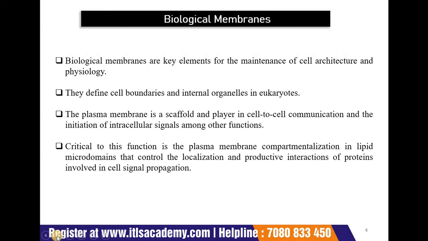So if we start with biological membranes. What are the biological membranes? Biological membranes are the key elements which are required to maintain the cell architecture as well as its physiology. Basically defined as the cell boundaries and internal organelles in eukaryotes. Plasma membrane is a prototype cell membrane scaffold extensively, and it plays a very important role in cell-to-cell communication and the initiation of intracellular signals among other functions.